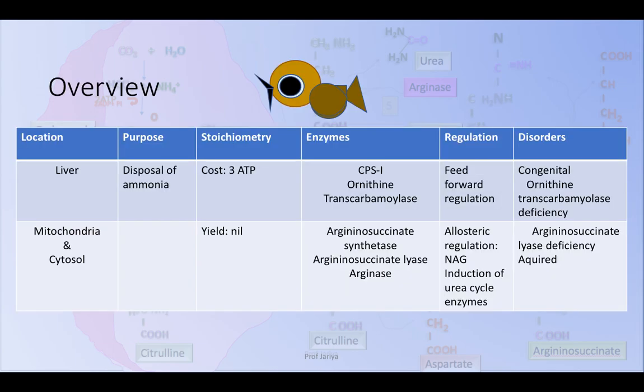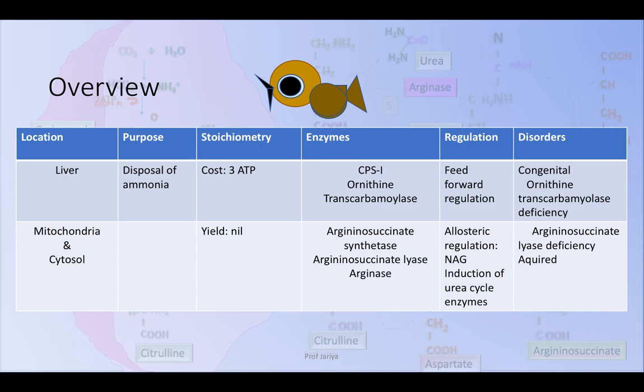Let's have a bird's eye view of the pathway of the urea cycle. At organ system level, it is occurring in the liver. At cellular level, first two reactions occur in mitochondria and the rest of the reactions occur in cytoplasm. Its purpose is conversion of the highly toxic lipid-soluble ammonia, which can cross the membranes easily, into a harmless and non-toxic water-soluble product urea, which is excreted in the urine.